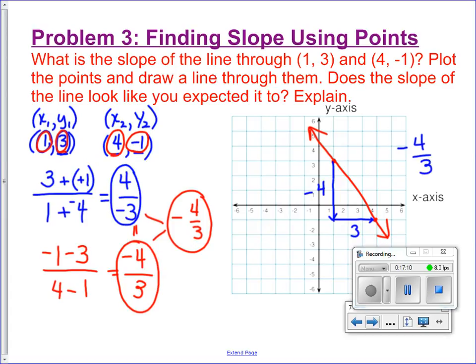All right. Likewise, if I went from the bottom point up, I would be going up 1, 2, 3, 4, which is a positive change. But then I'm going left 1, 2, 3, which is negative 3. So I get 4 over negative 3. So you see, it doesn't matter which point you start with, whether you are plotting points on a graph and connecting them, or if you are using the slope formula. You should get the same answer.